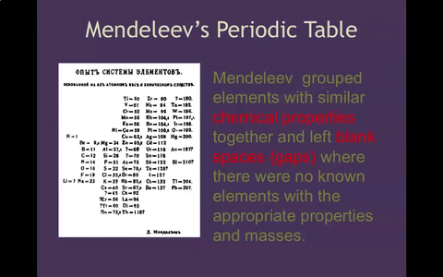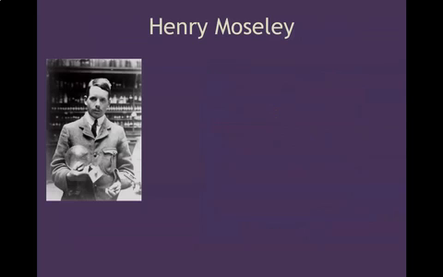He grouped the elements with similar chemical properties together, and he left blank spaces or gaps where there were no known elements with the appropriate properties and masses. Basically, he was saying, we're going to discover more stuff, guys, and we're going to leave blanks because there's something that goes there. And that's pretty genius.